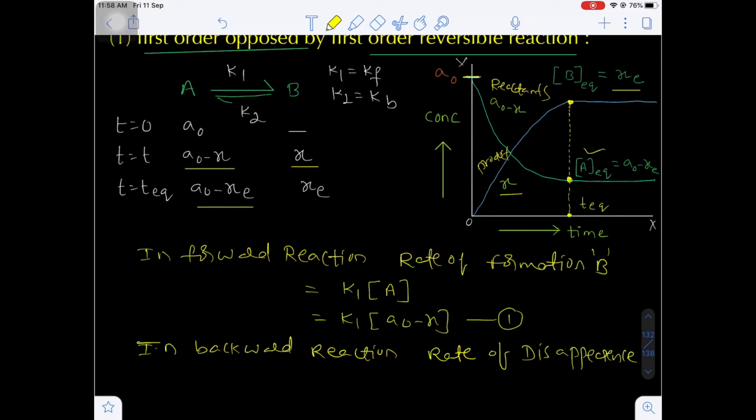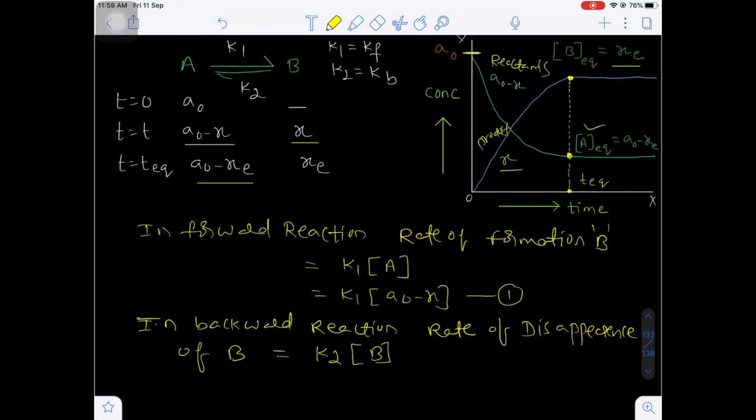The rate of disappearance of B in the backward reaction will be equal to, what is the rate constant in the backward direction? K2 times the concentration of B. What is the concentration of B here? That will be X. So I am writing K2 times X. This will be equation number 2.